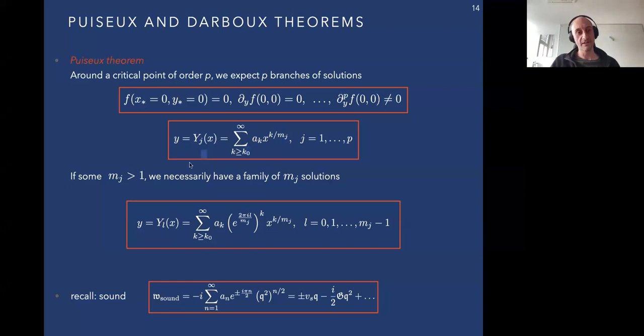I won't be using this here, but you can learn how to do this from our papers. Then, as I said, there's a sub-branch of solutions labeled by L, which goes from 0 to mj minus 1.